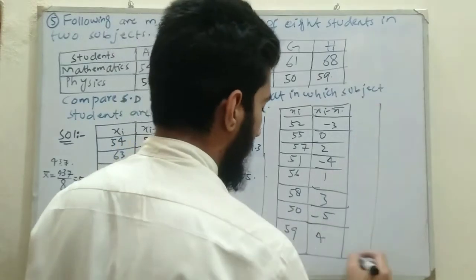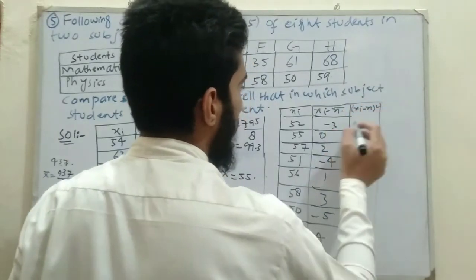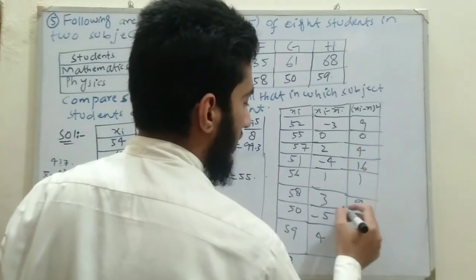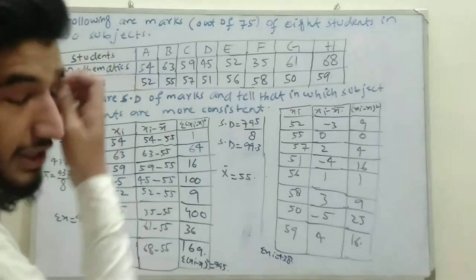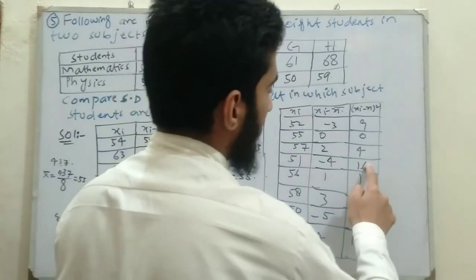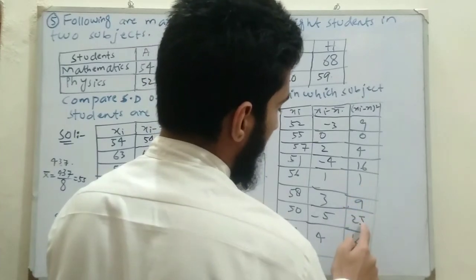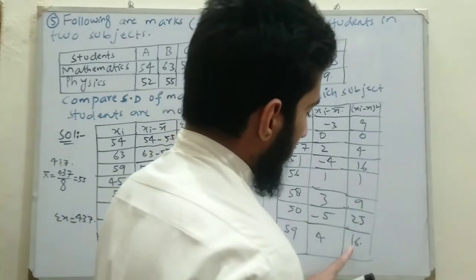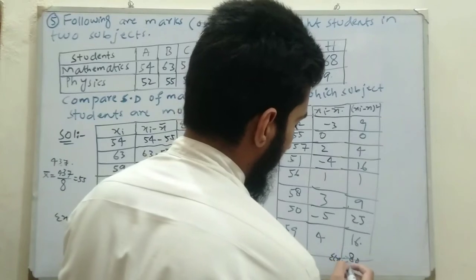Now after this we are going to find the square of xi minus x bar. So minus 3 whole square gives us 9, 0 square gives us 0, 2 square gives us 4, minus 4 square gives us 16, 1 square gives us 1, 3 square gives us 9, minus 5 square gives us 25, and 4 square gives us 16. Now we find the summation of (xi minus x bar) whole square, meaning the addition of all these values. So 9 plus 4 gives us 13, and after this we have 16. So 16 plus 13 gives us 29, plus 1 is 30, 30 plus 25 is 55, 55 plus 9 gives us 64, and 64 plus 16 gives us a value 80. So the summation of (xi minus x bar) whole square is 80.